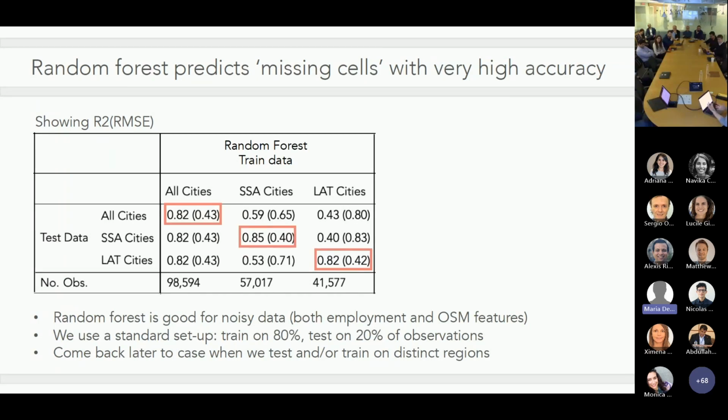And so we know from the literature that random forest is very good for noisy data because of the way that it's designed and the way that it resamples subsets of the data over and over again, and eventually averages, so that it deals well with noise and isn't terribly sensitive to this type of noise.